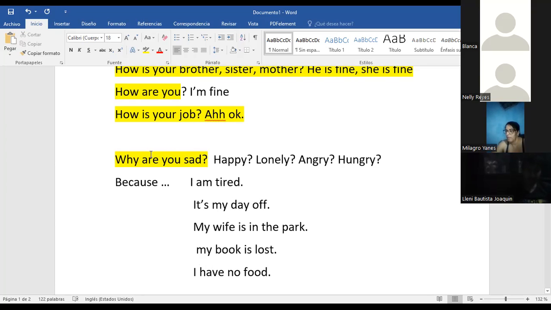The why are you happy? Pero ustedes ven, why are you? ¿Por qué? Y la razón es, esta es la causa del por qué, se pide la razón y la razón es, aquí está la causa, right? That's the way that you can use it.